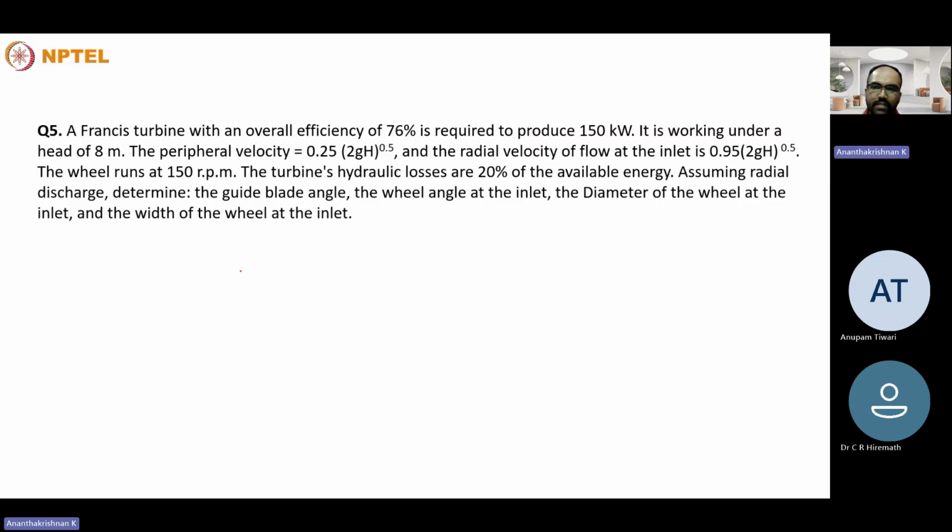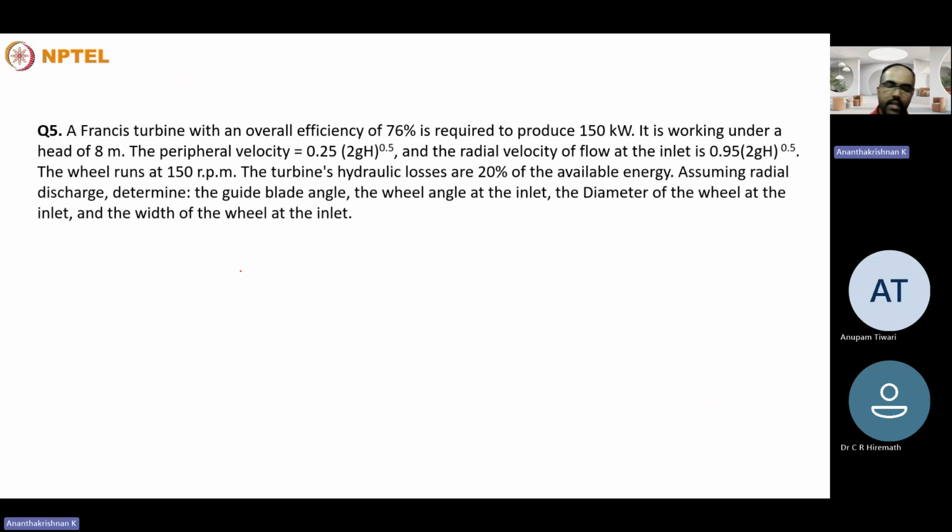Basically, you have to calculate the flow rate, and from the flow rate, if you know the inlet velocity, you can get the area. The area will have a couple of components, the diameter and the width of the wheel at the inlet. And we have to determine the guide blade angle and the wheel angle at the inlet. So basically, the angle at which the fluid impinges the jet, and the blade's angle. These four are the parameters that we have to determine from the current problem.